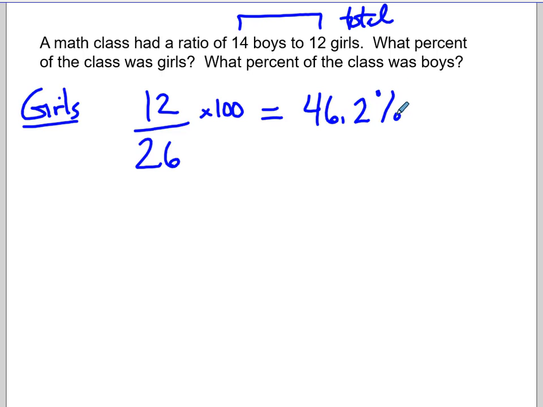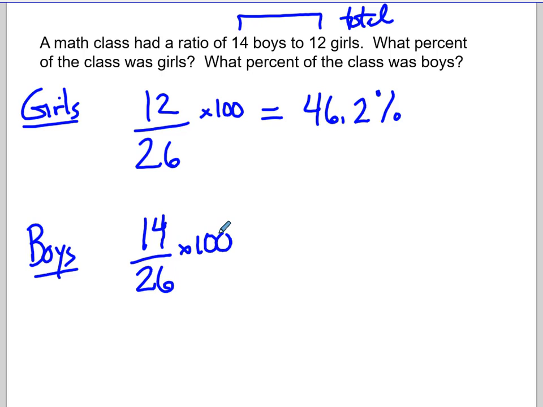46.2%. Okay, now you could probably make some deductions here that the boys would have to be the remaining percentage to get to 100, but let's just do it anyways, so we've covered it. So if we do 14 out of 26 times 100, big surprise, 53.8%. Okay, so the key piece there is that total, is the piece of information you need to deduce or bring together.